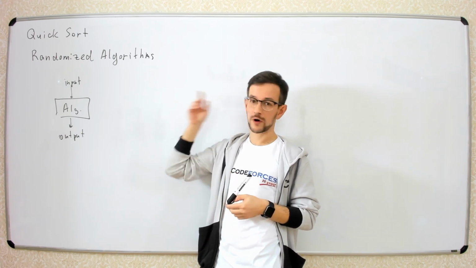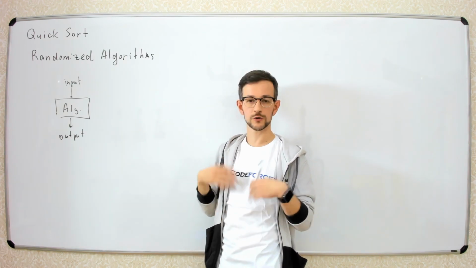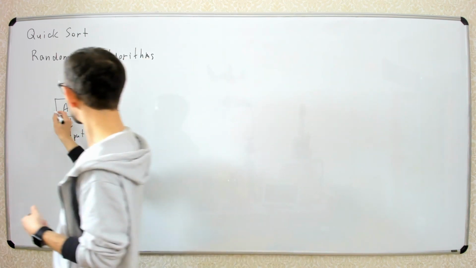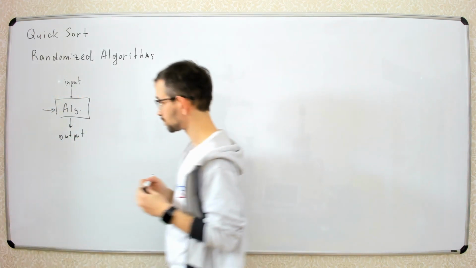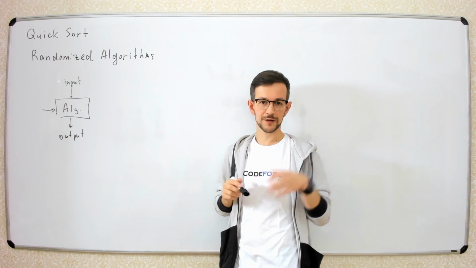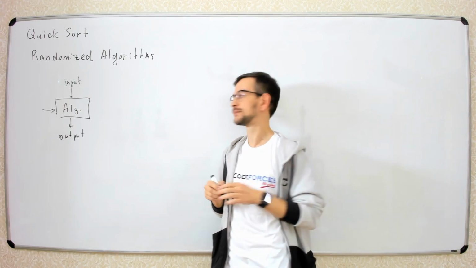What happens when you have a randomized algorithm? You have another source of input. So you have another input here. And that input gives you some random numbers.